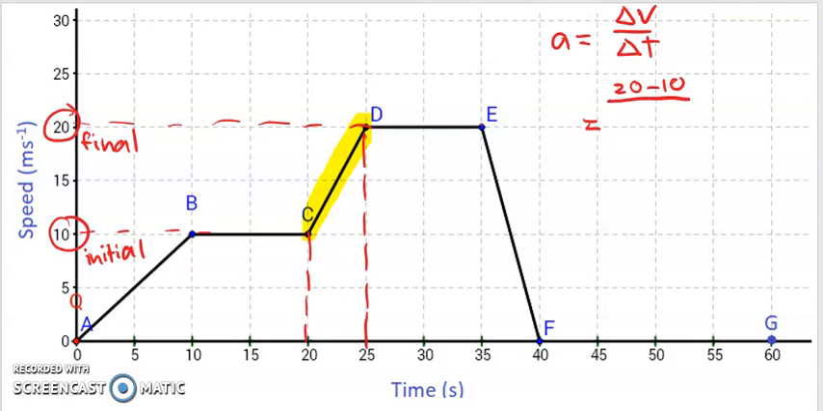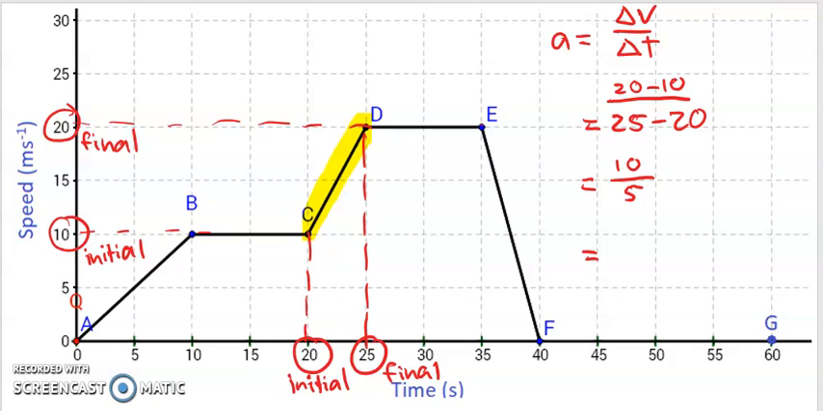And then likewise for time, section C to D started at 20 seconds, so that was the initial. The final was 25 seconds. So the change in time was 25 minus 20. And then we finish working that out. So 20 minus 10 gives us a change in velocity of 10. 25 minus 20 gives us a change in time of 5.